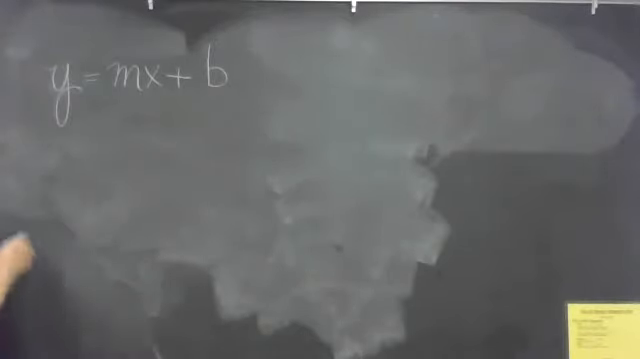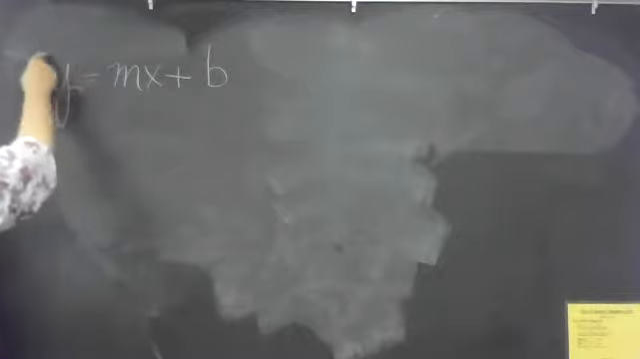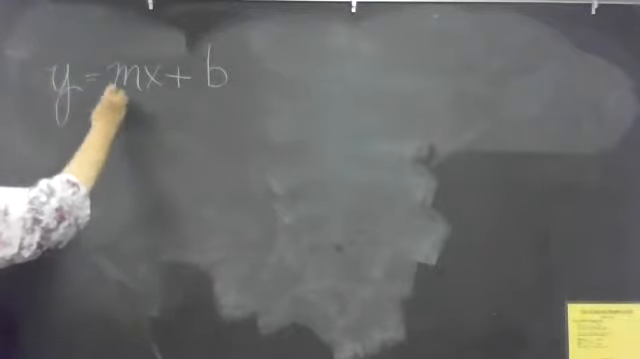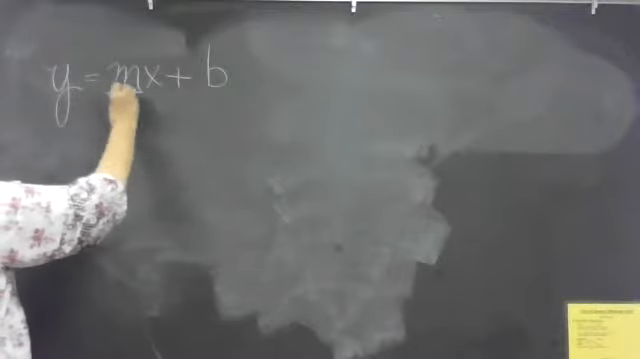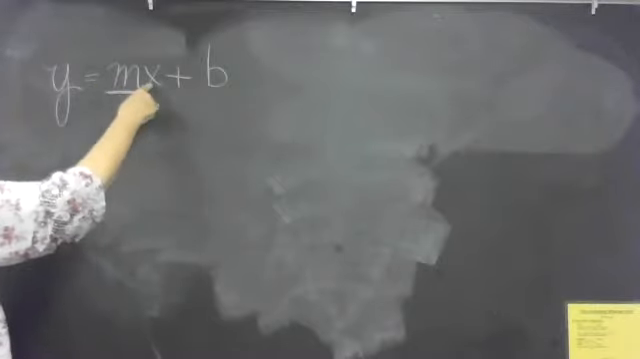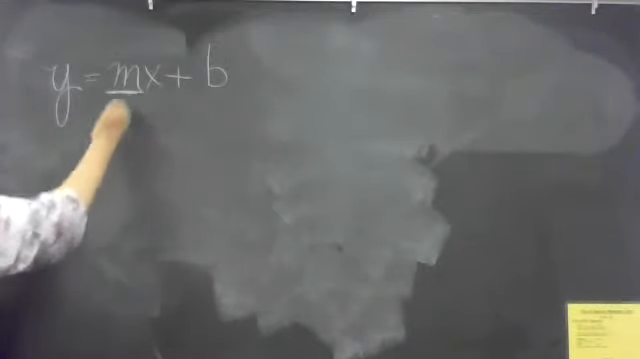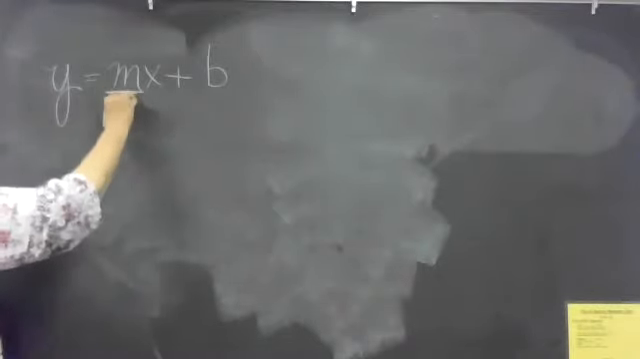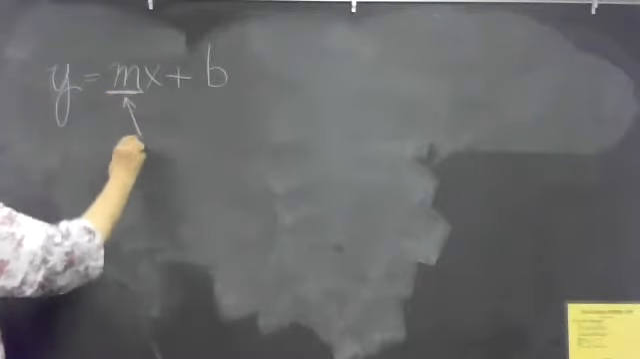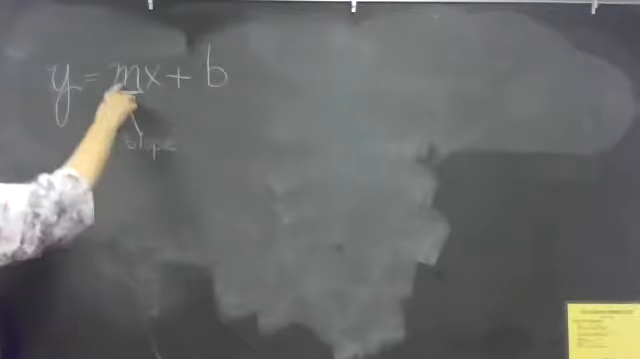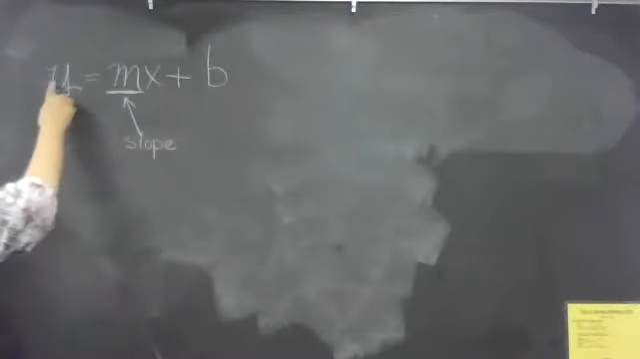Okay, notice that this is solved for y. Y is by itself. If it is, then the coefficient that is in front of the x, not including the x, just the coefficient in front, is the slope. That number is the slope when you have your equation of a line in this form.